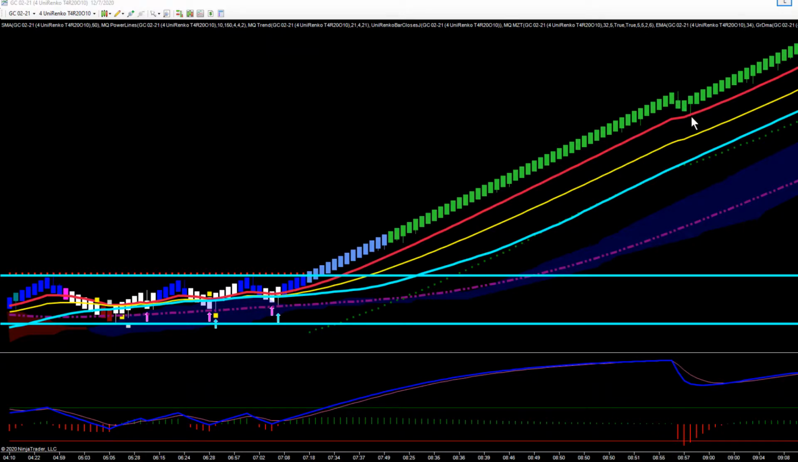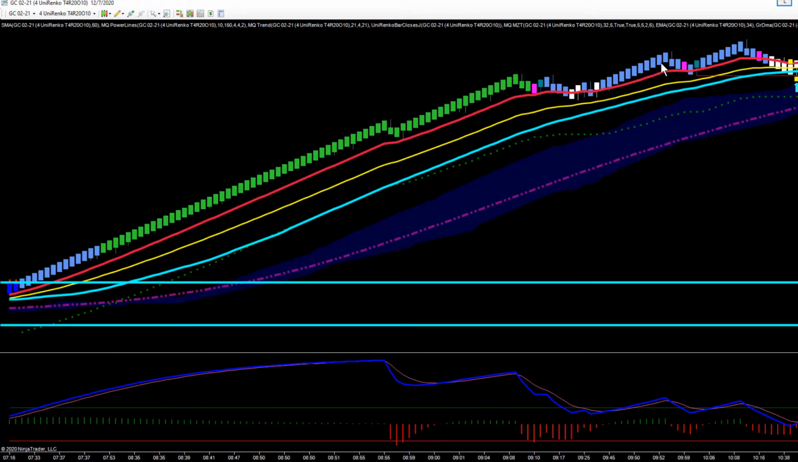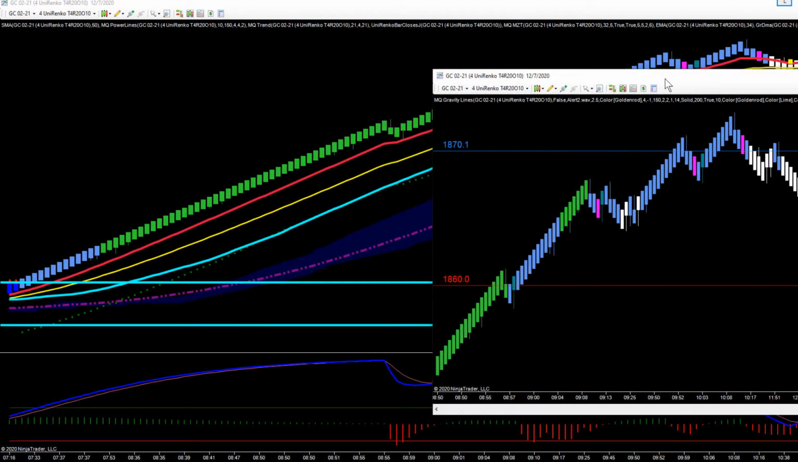Got the pullback, set up a Trender Pro 2.0 signal, and continued to run higher off of that. Made some bearish divergence right here, so you may have wanted to exit again, consolidated a little while, and set up yet another couple potential trades to the upside. And the reason you might have been interested in these additional trades is our gravity lines.